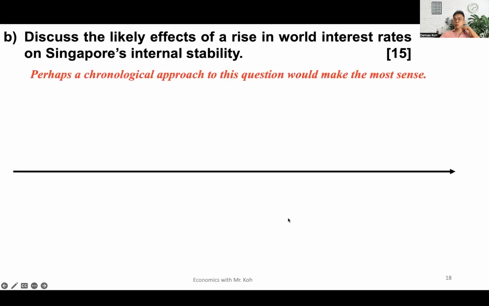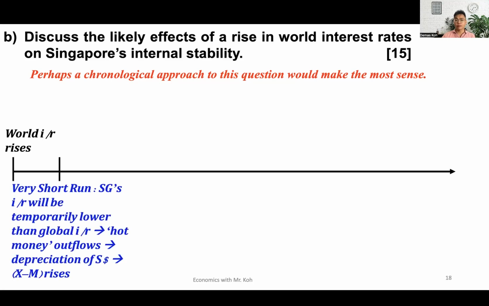All right. So in terms of the content, I thought it would be quite intuitive, so to speak, to adopt a chronological approach. I thought that would make the most sense. It could be answered in different ways, but let's go with this approach. So first and foremost, world interest rates rise.